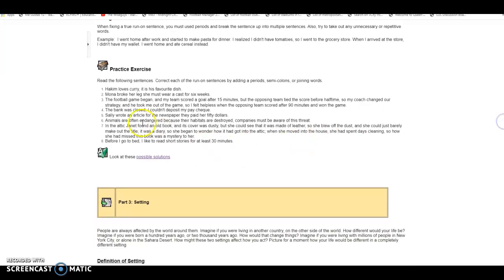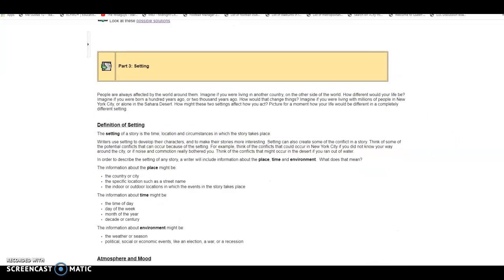There is a practice exercise, so here's 8 sentences, and what you would do is you would just add periods, semicolons, or joining words to fix the run-ons. Keep in mind that you will not have to fix all 8. Some of them will already be correct, and you can click on possible solutions to see answers, and again, remember that you don't have to write the exact solutions that are here. You could put a semicolon, and I could put a period, and we can both be right, as long as we're fixing the run-on.